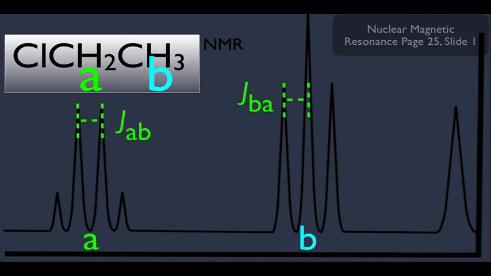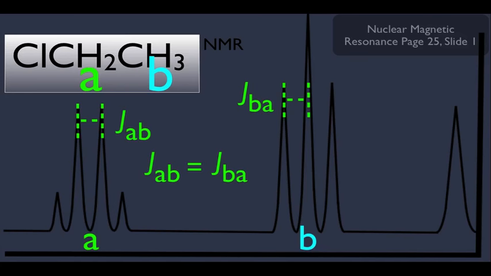So this is what it's all about, this fact that JAB simply equals JBA. In other words, if two hydrogens are next door to each other and each hydrogen splits the other, the distance between those split peaks will be equal.